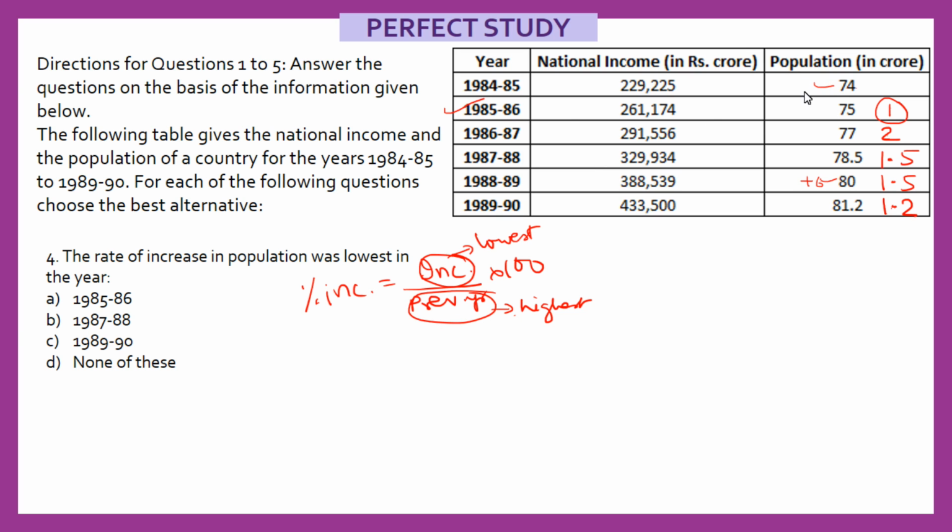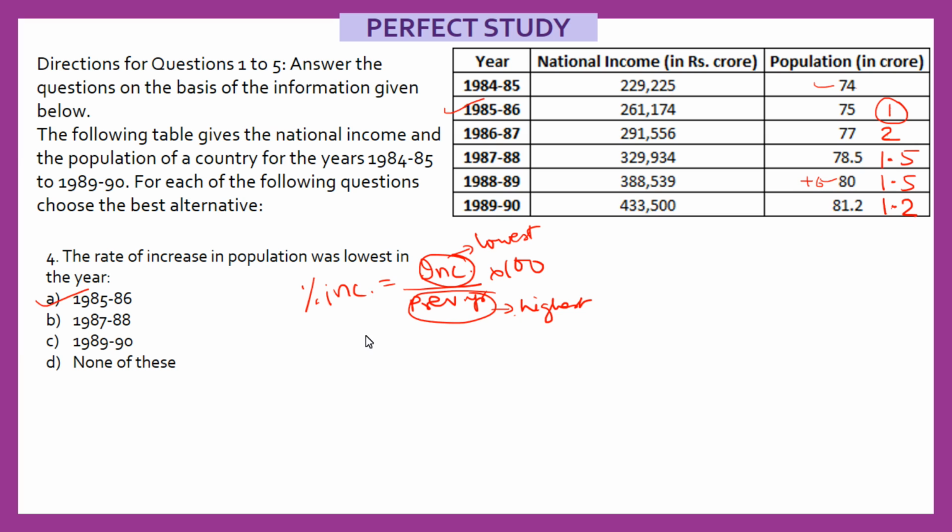Okay, no need to do any calculation. 85-86 will be the answer, because again I'm repeating, the numerator is lowest compared to the denominator. Although here the denominator is higher, the denominator is increasing at a lesser speed compared to the numerator. The growth in the numerator is very high compared to the growth in the denominator. That is why 85-86 is going to be your answer.